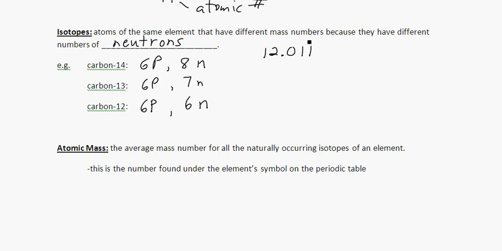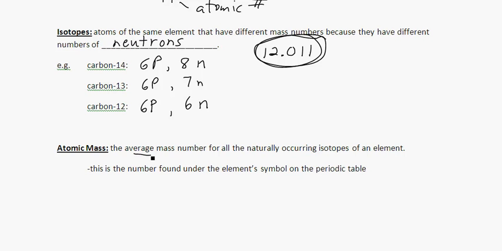Now because the average mass number is 12.011, you can figure out that most of the carbon is carbon 12. Most of the carbon on the planet is carbon 12. But we do have some carbon 13 and some carbon 14, so if you average it all out, you're going to get a decimal. So this number with a decimal is called the atomic mass, and it is the average mass number for all the naturally occurring isotopes of an element.